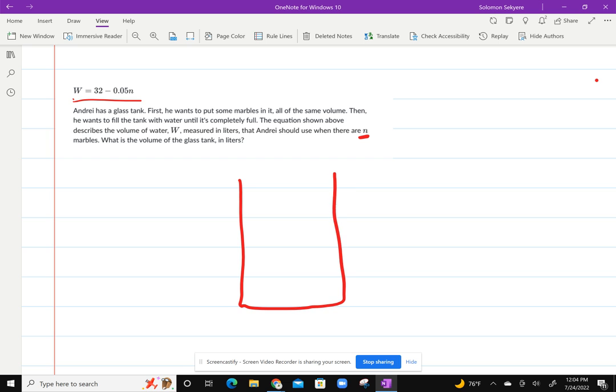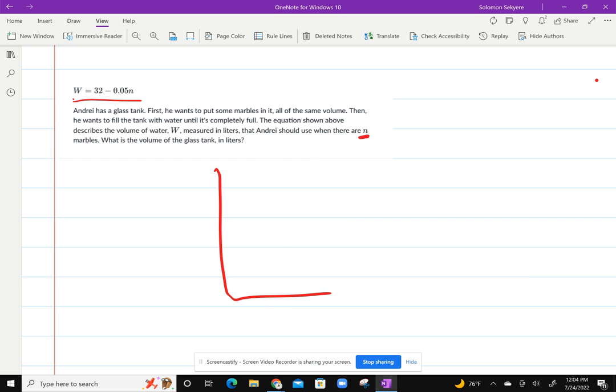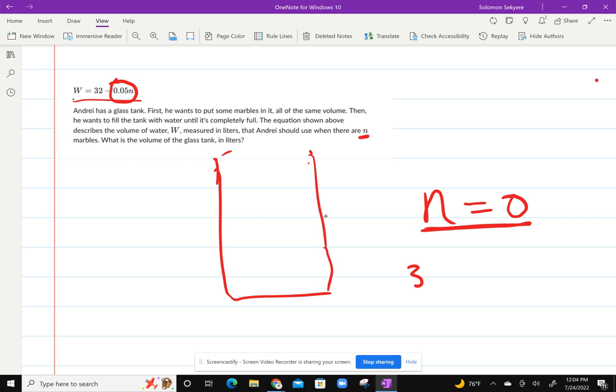So we start with the volume. We're going to put marbles in there and fill it up, right? So what is the volume? Looking at the equation, before we even start filling it, before we drop the first marble in there, what is the volume? This is when n equals 0. If you plug n equals 0 in here, what do you get? 32 minus 0. So the answer to this question is 32.